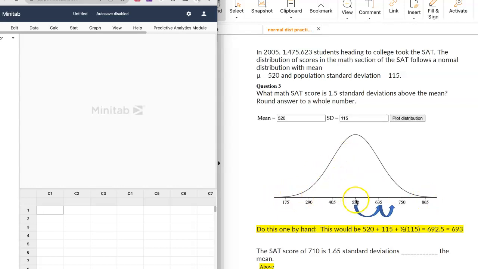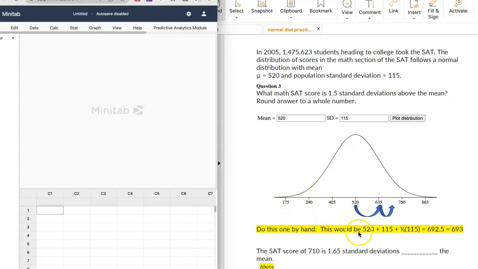What happens is if your mean is 520, then standard deviation tells you how spread out it is. So it's spread out by 115 each way. And so we can put these numbers across the bottom here, because 520 minus 115 is 405, minus 115 is 290, and minus 115 is 175.